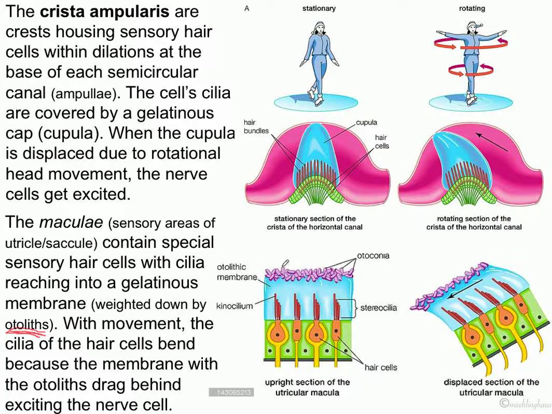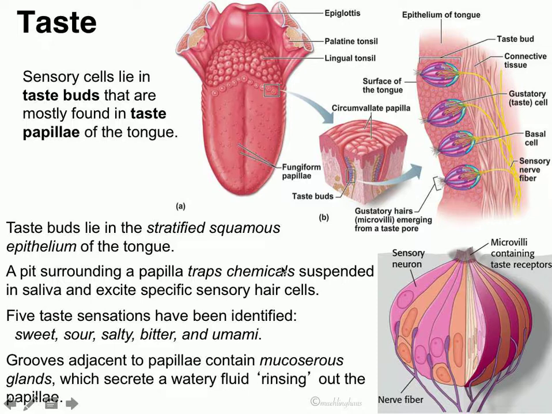So the cool part is, with hair bending, we pick up acceleration, deceleration, motions, and last but not least, we're also going to pick up taste and smell chemicals with hairs. So on the tongue, and actually in the whole mouth, the palate too some, we have taste buds that pick up tastes. And we basically have chemicals that are suspended in some saliva, in some liquidy stuff, and the chemicals get trapped in these little papillae on the tongue.